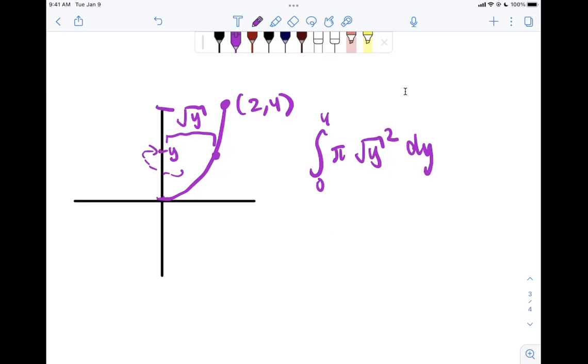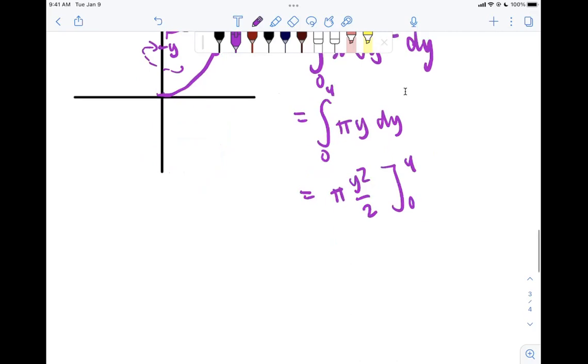And the square root of y squared is just y, which is actually even nicer than if we were rotating around the x-axis. So that's the integral from 0 to 4 of pi y dy. That's pi y squared over 2 from 0 to 4, which is pi times 4 squared over 2, which is pi times 8. So that's 8 pi. And that's going to be our final answer.